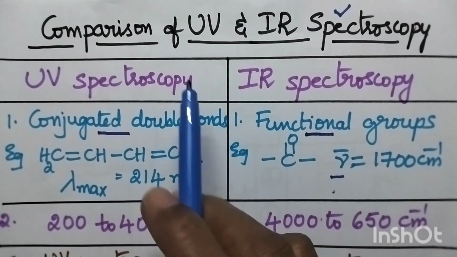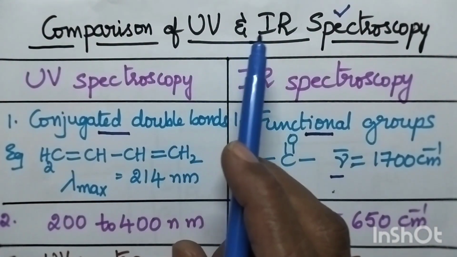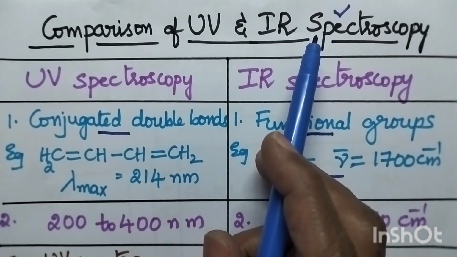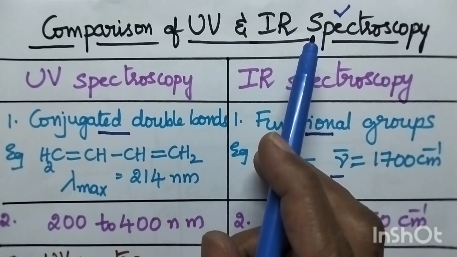In this video I am going to compare UV and IR spectroscopy. So what is the importance of spectroscopy? It is highly useful for the structural determination of organic molecules.